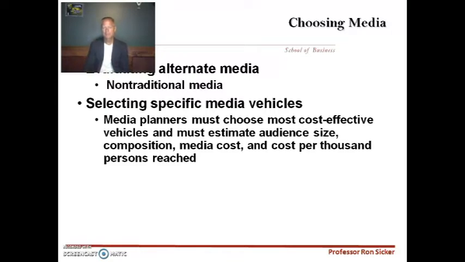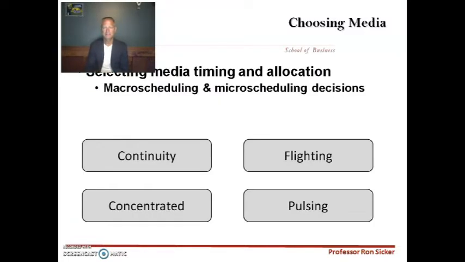So specific media versus media vehicles. The media planner's got to choose the most cost-effective depending on who their target market is and whether they want reach, whether they want frequency, and whether they want continuous, flighting, or pulsating advertising.